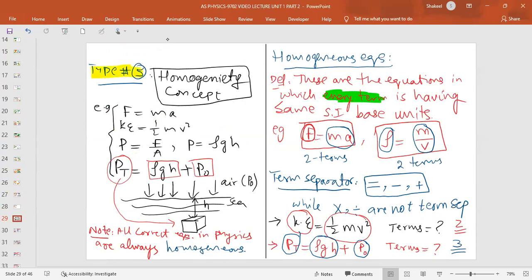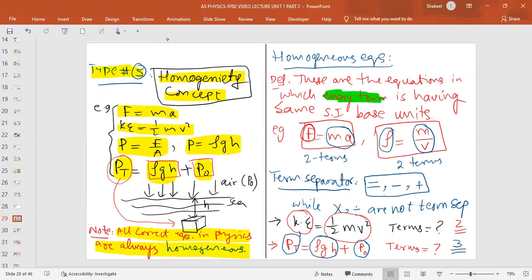Okay, let's move on to type 5, which is the homogeneity concept. In physics, we are already done with many quantities. F equals ma, K is half mv square, pressure is force over area, pressure is rho gh, total pressure is liquid pressure plus air pressure. All the correct equations in physics that we have done are always homogeneous.